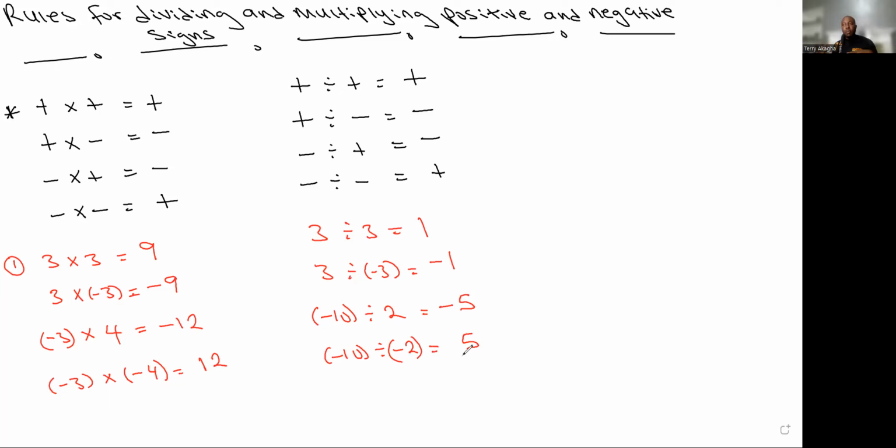So we have plus times plus, will give you plus. So when you have the same sign, dividing or multiplying each other is always positive. So when you have the same sign, okay? All right? It's always what? Positive. So if it's plus times plus, it's plus. Minus times minus is plus. Minus divided by minus is always plus.